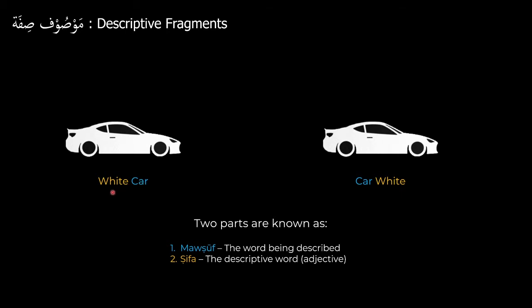For example, white car. The adjective here is white, and car is the word being described. But in Arabic, it's the opposite. The word being described comes first, so car comes first, and then the adjective comes later, which is white. So there are two parts that make up a descriptive fragment: mawsuf, which is the word being described, and sifa, which is the descriptive word meaning the adjective.